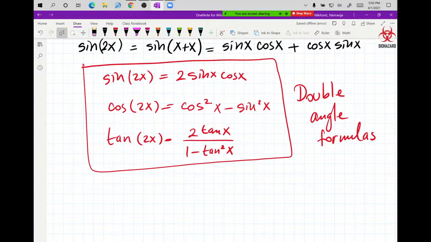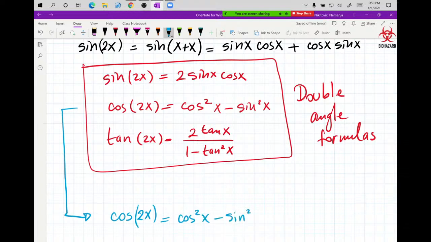Now let's take a look at other formulas that we want to have here. First of all, and this is a very important part, I'm going to take this double angle cosine, and I'm also going to remind you that sine squared plus cosine squared is equal to 1.